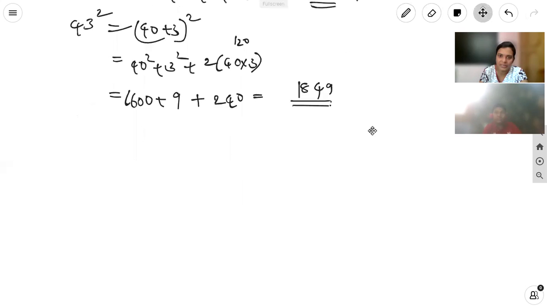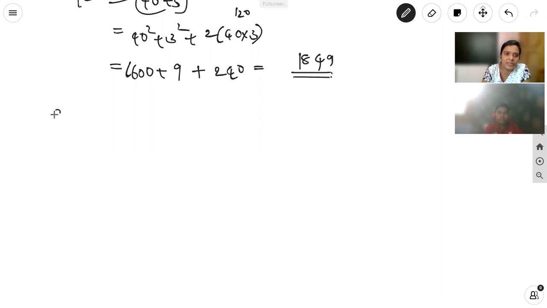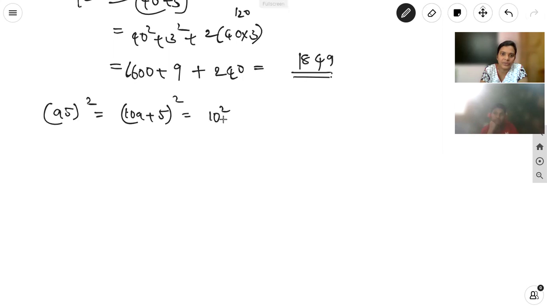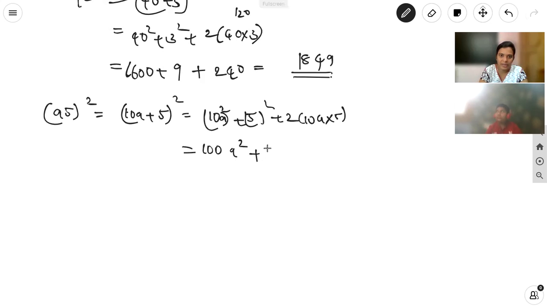One more thing, I am discussing a pattern. Any number, suppose A5 whole square, where A can be written as 10A plus 5 whole square. That is (10A) square, where A is 2 or 3, whatever the value, plus 5 square plus 2 into 10A into 5. It is nothing but 10 tens are 100A square plus 25 plus 5 twos are 10, 10 tens are 100A.